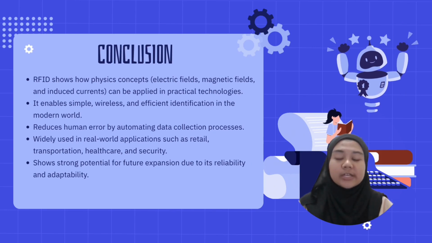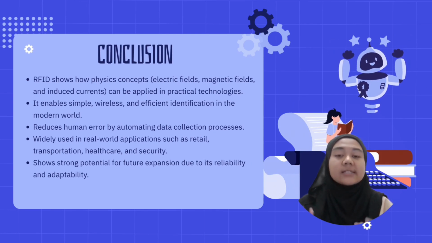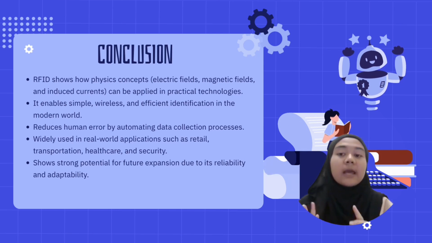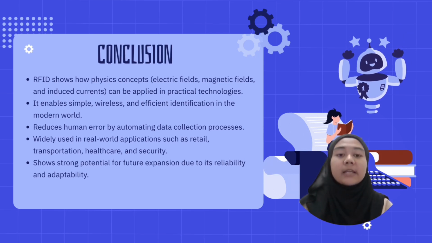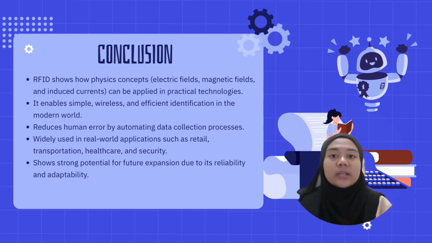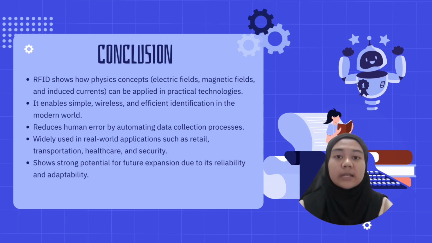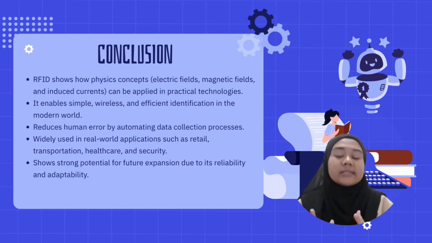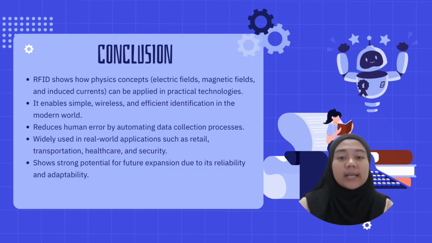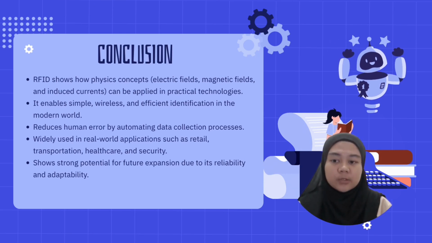Lastly, for conclusion, RFID shows how physics concepts such as electric field, magnetic field, and induced current can be applied in practical technologies. And RFID relates with the physics principle, which is the Faraday's law and also electromagnetic wave. It enables simple, wireless, and efficient identification in the modern world.